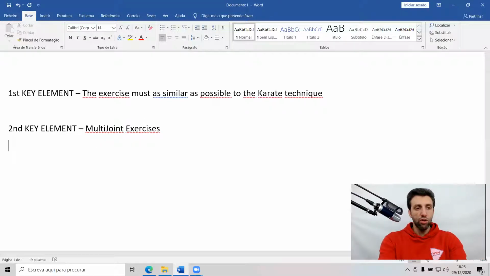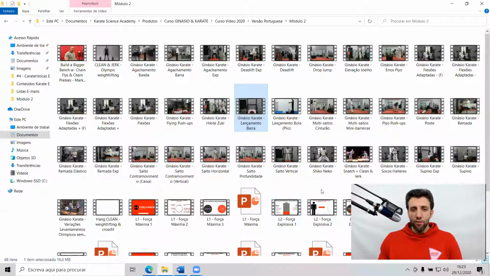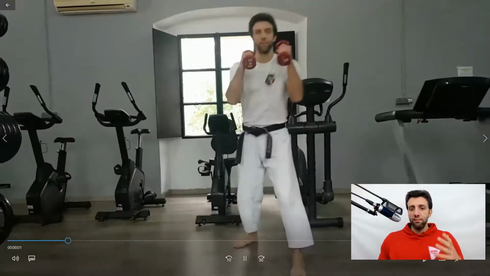So let's go to the third key element, that is force direction. I always need to produce strength in the right direction against a resistance that is in the opposite direction of the movement I want to make. For example, I'm going to show you here a video from a course I gave in Portugal in April. That is this kind of exercise.